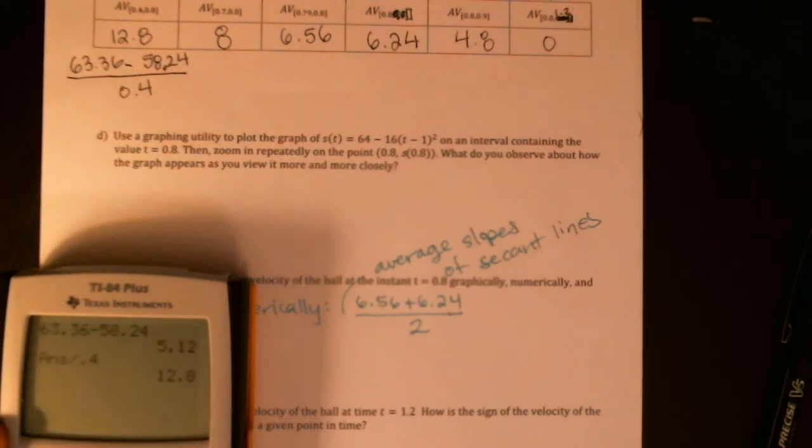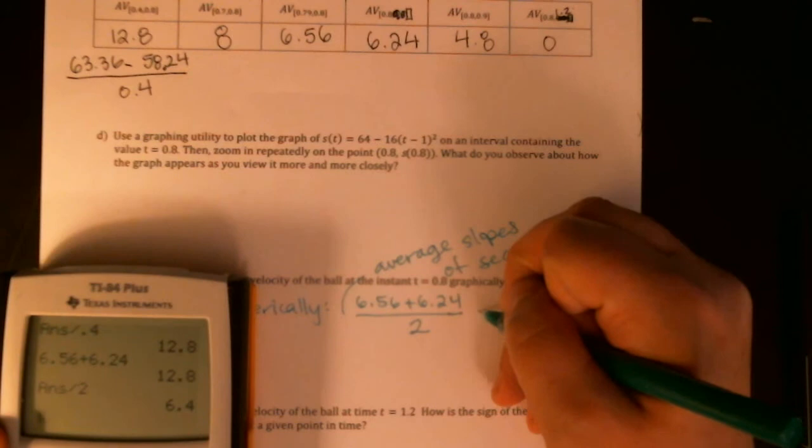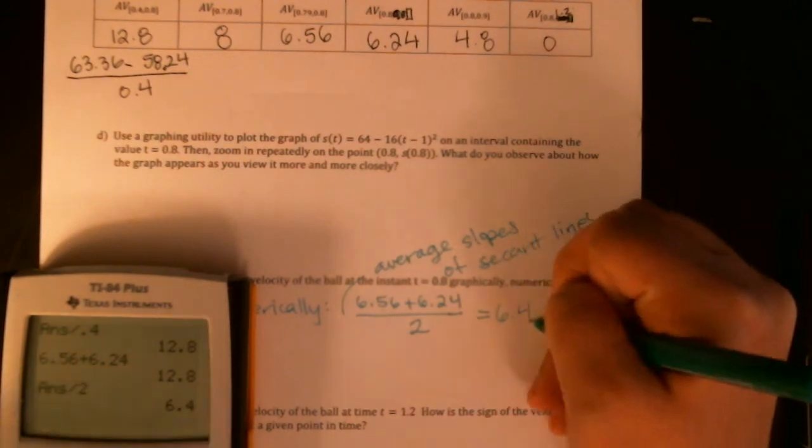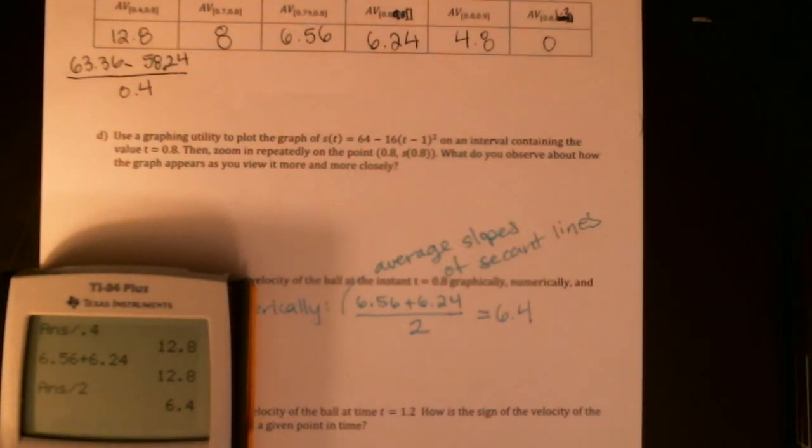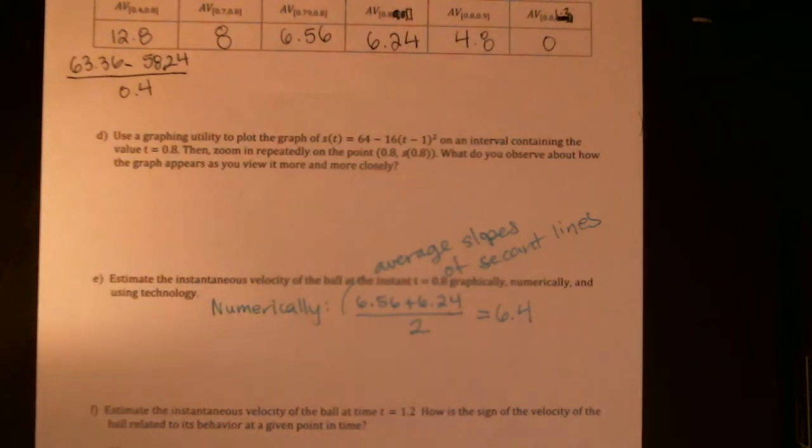Okay, so I was going to calculate that. 6.56 plus 6.24, over 2. And that gives me 6.4. In general, what we just did is just an estimate, but it's not a bad estimate. We know it's somewhere between 6.56 and 6.24, so we're just going to guess right in the middle.